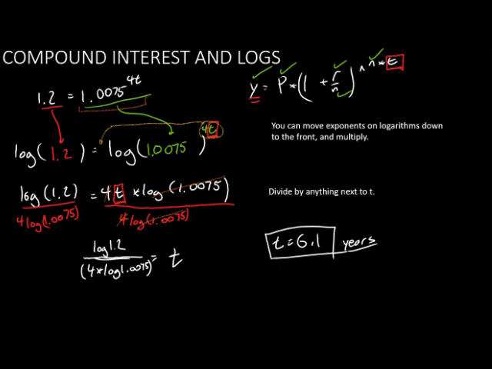The takeaway here is that anytime we have an unknown in an exponent, we can take a logarithm, move the exponent down, and then solve for the letter that we're after.